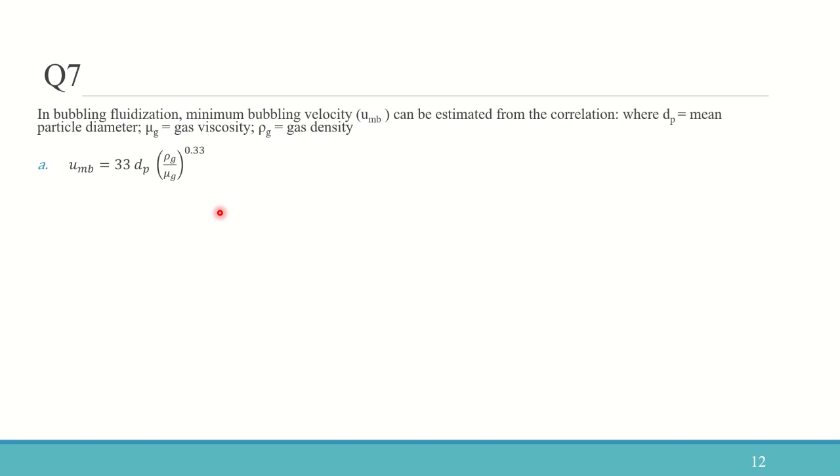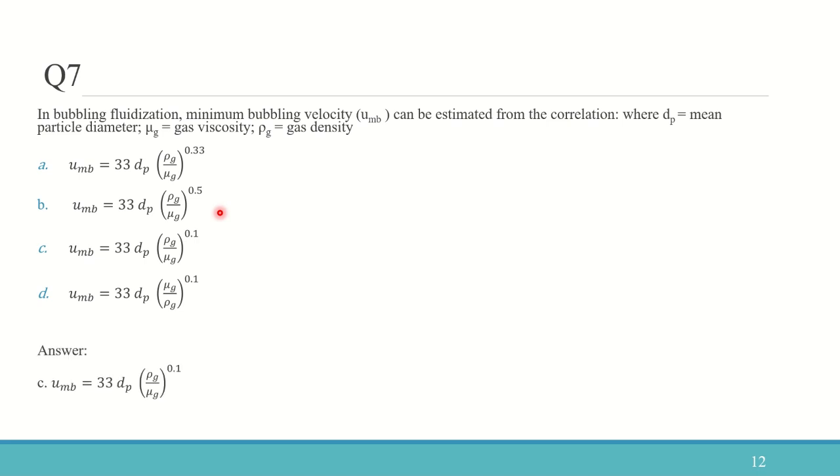UMB, that is minimum bubbling velocity, is equal to 33 dp into (rho g by mu g) power 0.33, and the second one is UMB equal to 33 dp (rho g by mu g) power 0.5, and option C, it is UMB equal to 33 dp into (rho g by mu g) power 0.1, and the last option, it is UMB equal to 33 dp (mu g by rho g) power 0.1. So the answer to this particular question, I guess it should be C. UMB is equal to 33 dp (rho g by mu g) power 0.1.